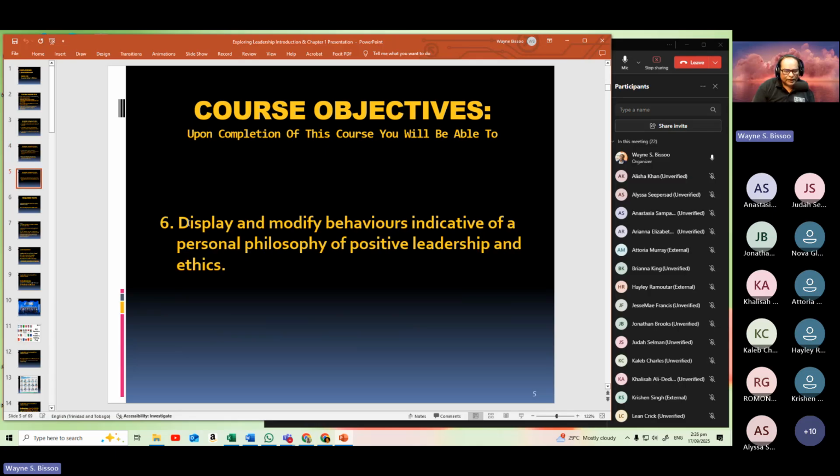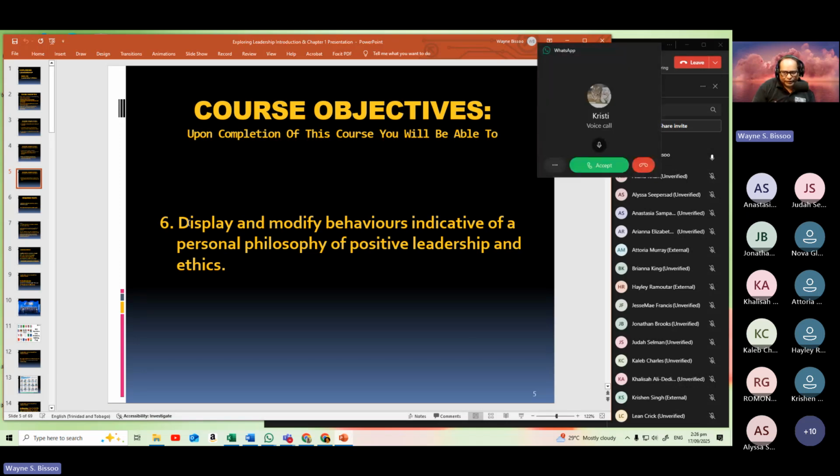Now, this one here is most interesting in the sense that it's asking for the course that you would be able to display and modify behaviors indicative of a personal philosophy of positive leadership and ethics. So we have to kind of break this down a little bit.